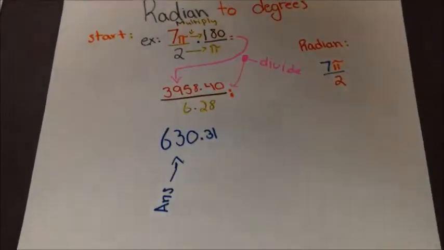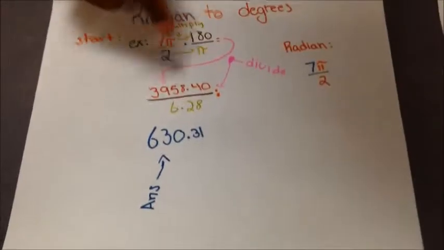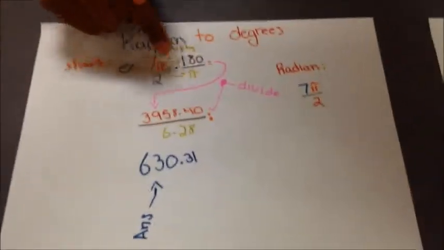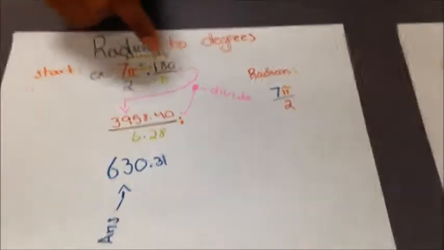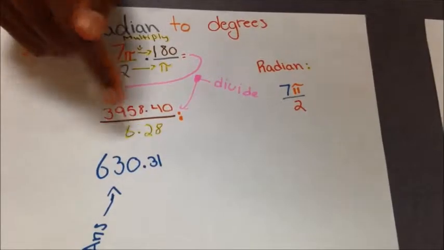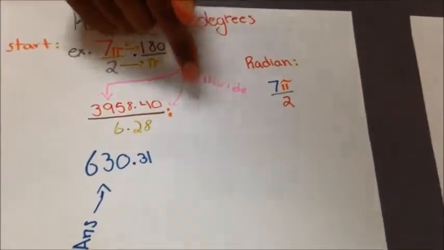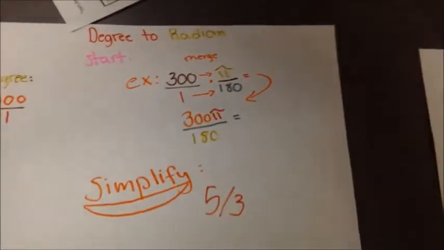Okay, this is radian to degree. So this is the radian. You always multiply the radian by 180 over pi. In this example it's 7 pi times 180 over 2 times pi. Once you multiply it, you get 3958.40 over 6.28. Then you divide that, and you get 630.131.